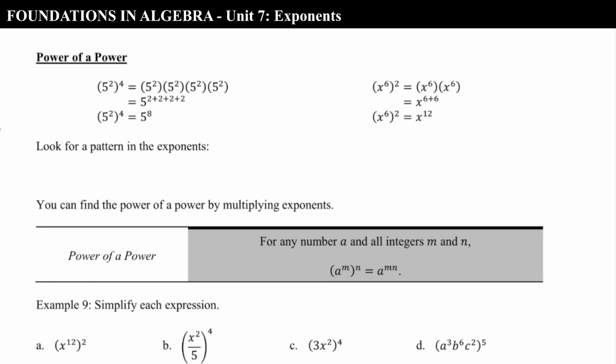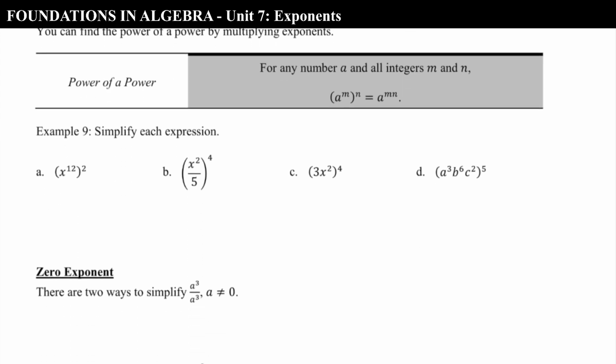Now let's see if we can find a pattern. We have 2 and 4 on the left side, and then 8 on the right. Well, we know 2 times 4 is 8. And if we go to the other one, 6 times 2 is 12. So we can find a power by multiplying the exponents. And that is your power of a power rule. For any number a and all integers m and n, a to the m to the n is a to the mn, or a to the m times n.